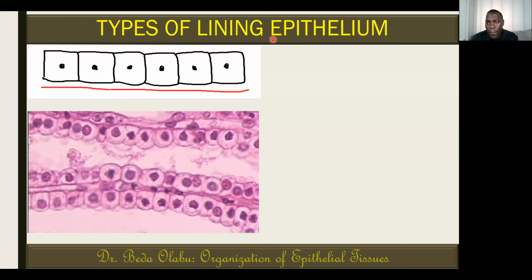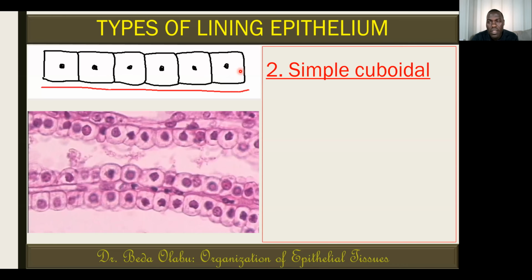So the second type of epithelium we're going to look at is this one, where, look at it, we see the cells here are cuboidal in shape. And we also see that it's one layer of cells. So you just want to call it simple cuboidal epithelium. This is how simple cuboidal epithelium would look like generally. That one layer of cuboidal cells.